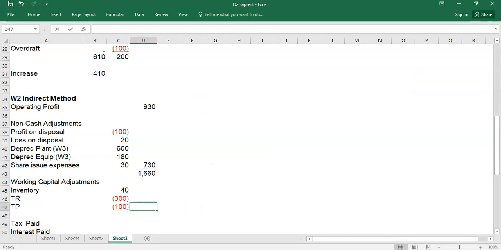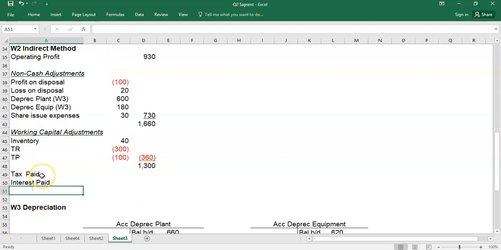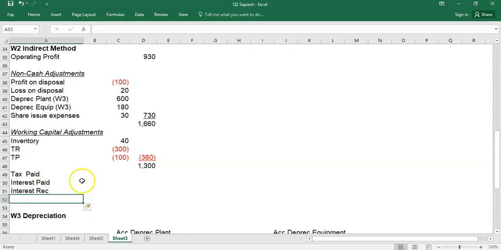So that's the net impact to your working capital, which is 360, and that gets me a running total of 1300. So you're working your way down along each of the key adjustments. You have non-cash adjustments, you have working capital, and then the last 2 you will always have is interest paid, tax paid, and you may have interest received as well. It just depends on the question.